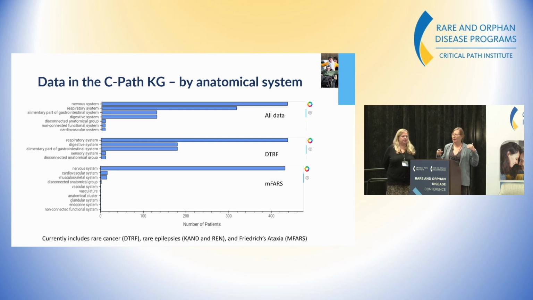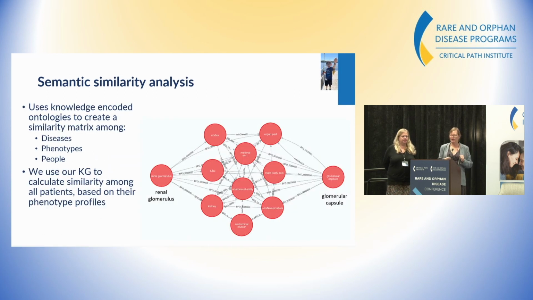Now, that could be between all of the diseases, it could be among phenotypes, it could be among people. In the example that I've got here on the right, I'm showing semantic similarity analysis on anatomical entities, between the renal glomerulus and the glomerular capsule. Now, the renal glomerulus is inside a glomerular capsule, and there are many different ways that you can calculate semantic similarity, but essentially they all use this concept of how much of that graph, the paths within that graph, the two entities share in common.